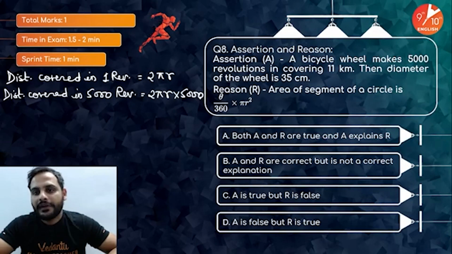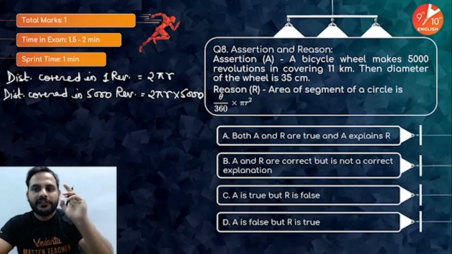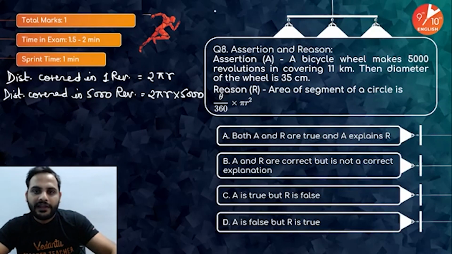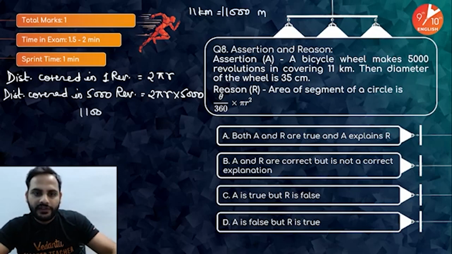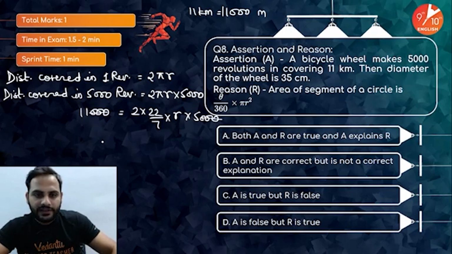Now, try to understand what it is. Let's find out the diameter. Here we can first find out the radius. They have told that in this much time it has covered a distance of 11 kilometers. So 11 kilometer I can write as 11,000 meters. So I will say 11,000 is equal to 2 into 22 by 7 into radius, radius we need to find out, into 5,000 revolutions. Zeros to zeros got cancelled. Let's say R will be equal to 11 into 7 divided by 2 into 22 into 5.